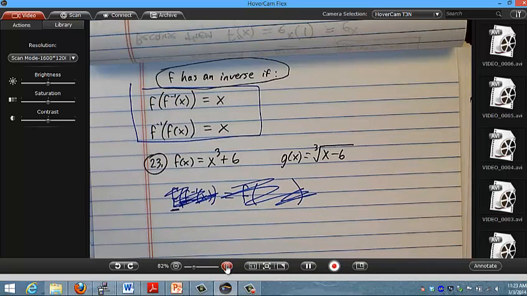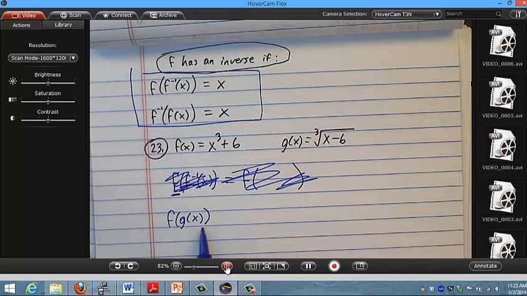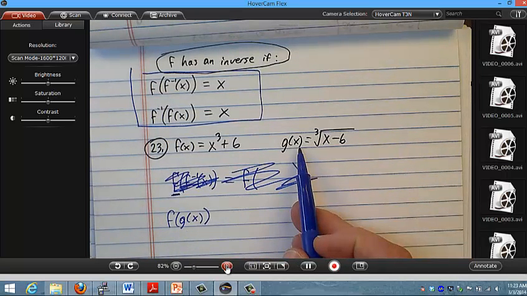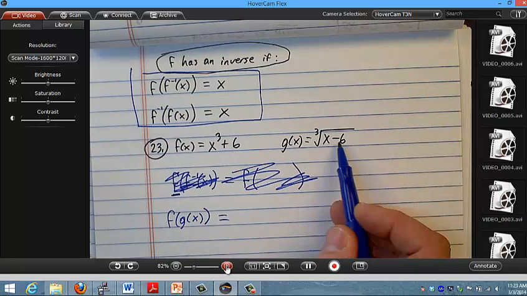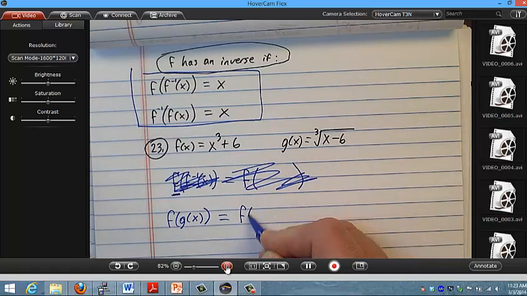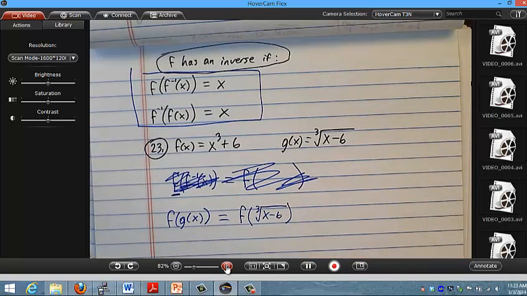Okay. What I want to do is analyze f of g of x. That's really what I want to do. I don't know that this is an inverse yet. I want to show that it is. So I'm going to do f of g of x. F of x is x cubed plus 6. G of x is this crazy thing. So what I'm really doing is finding f of cube root of x minus 6. And what that means is everywhere it used to say x, I want to write cube root of x minus 6. Okay?